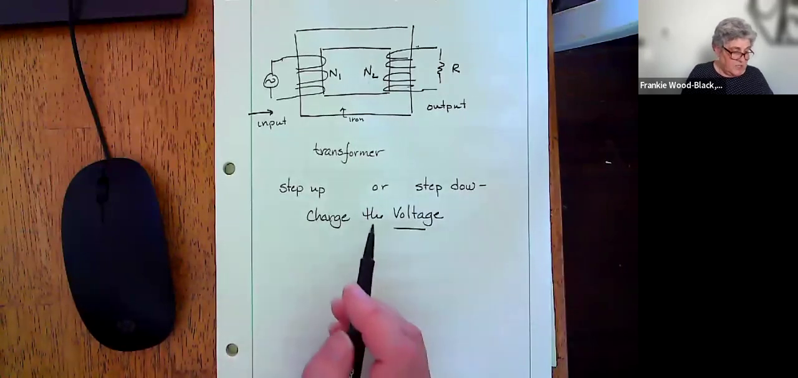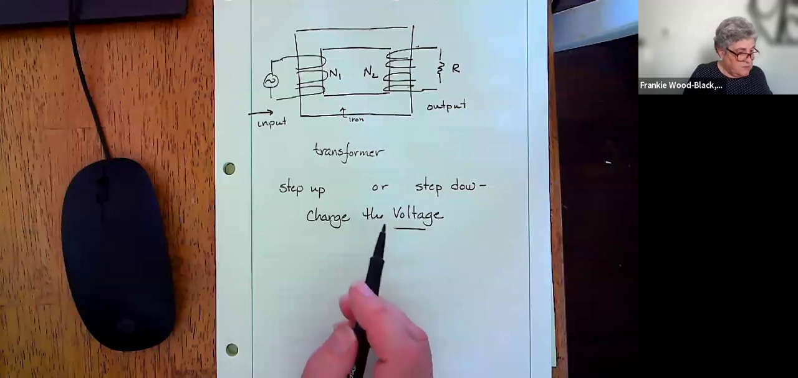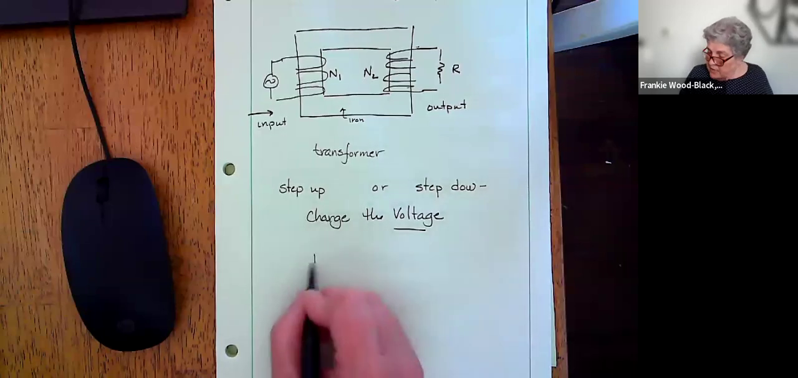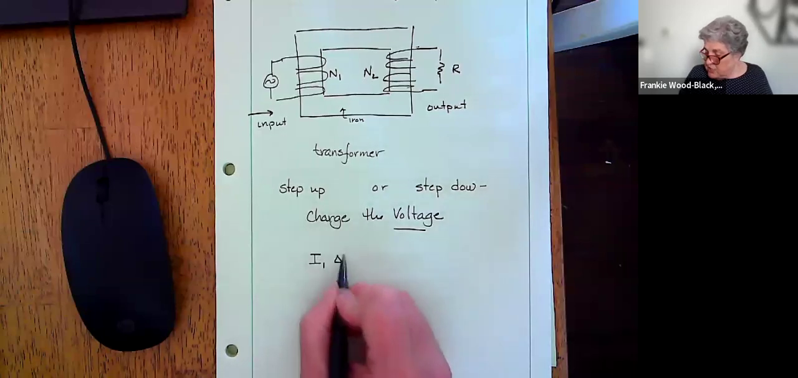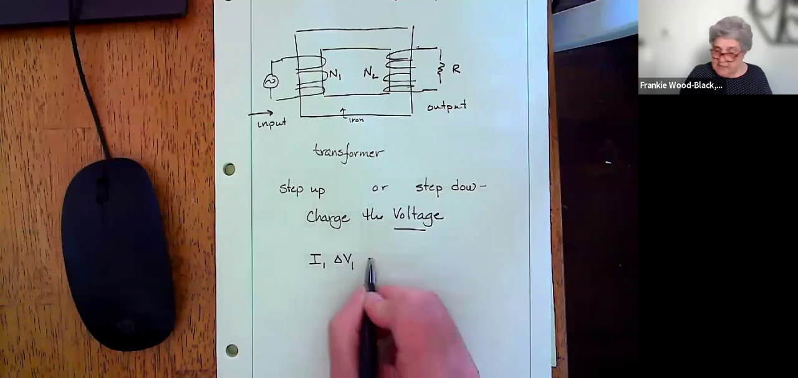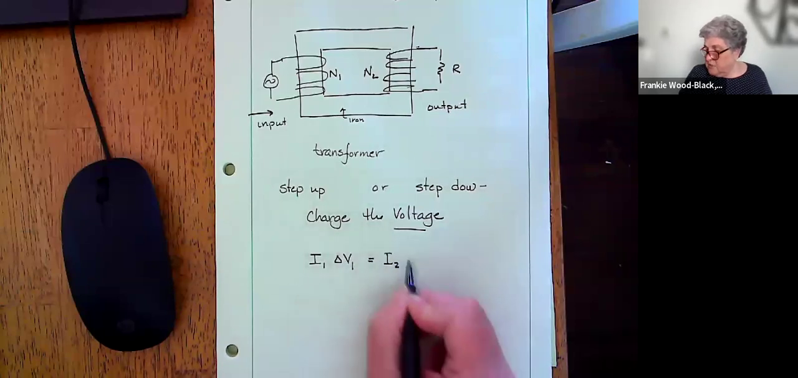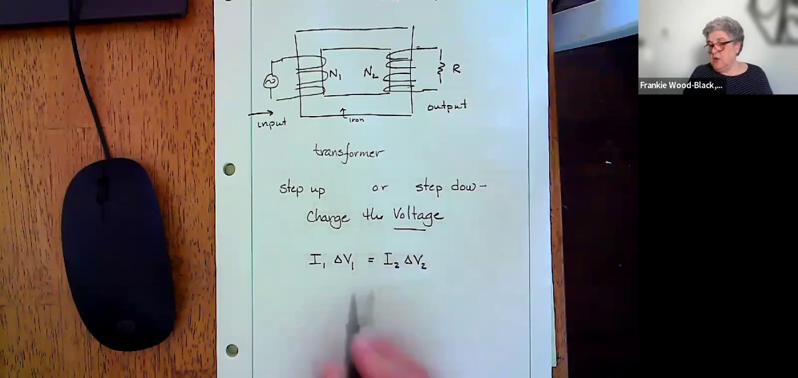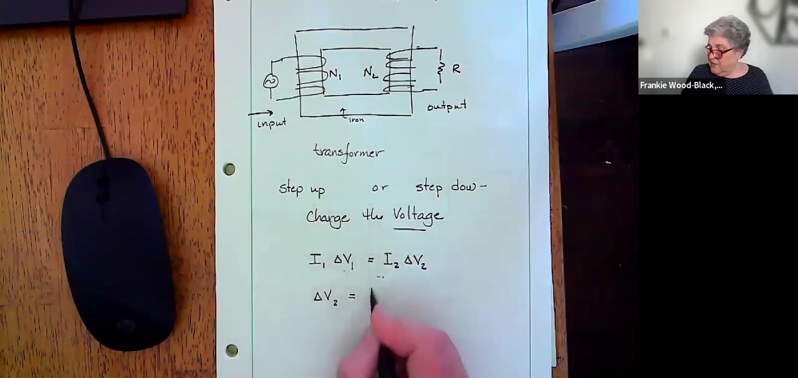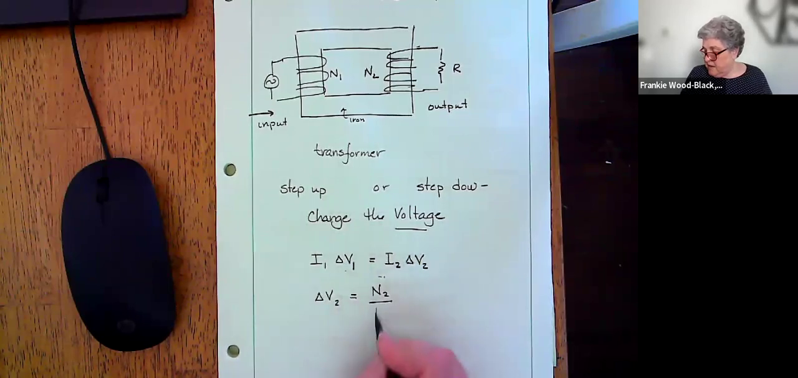And my change as we work with transformers is that the current in times my change in voltage in has to equal the current out, change in voltage out. So what happens is I'm going to change my voltages, so my current is going to change. And my change in voltage 2 is going to equal the number of turns divided by the number of turns, change in voltage 1.